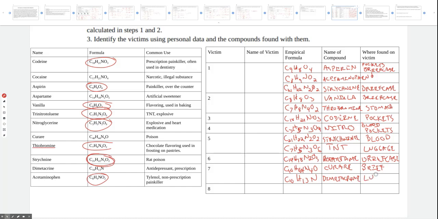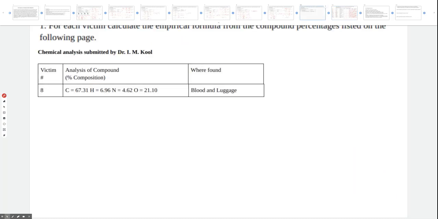Which was in luggage. Right, last one, number 8. One compound: C 67.31, H 6.96, N 4.62, O 21.1.